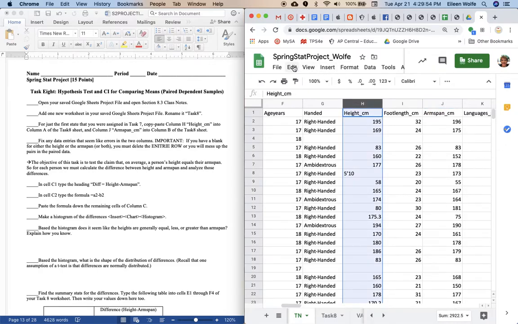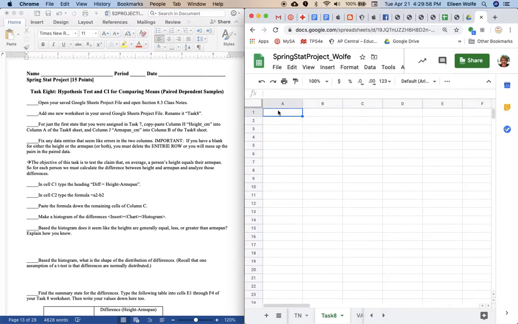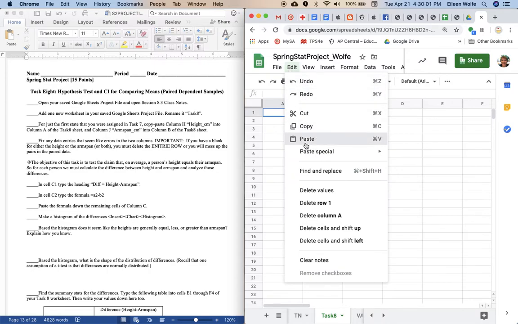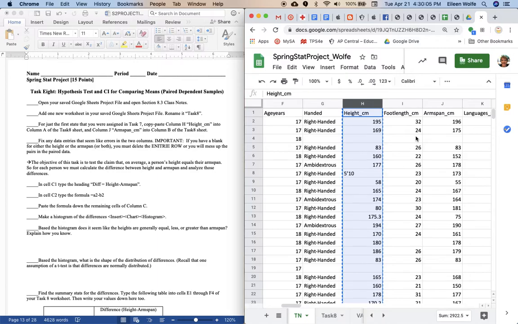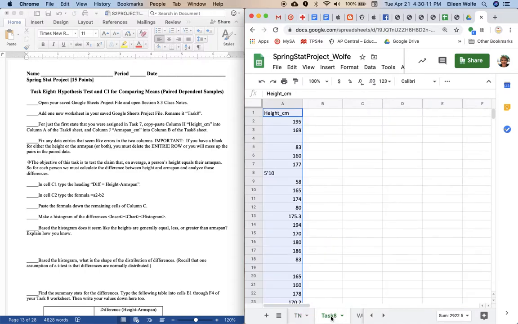I'm going to do a copy. And I'm going to go into the task 8 sheet and paste. All right, now I'm going to go back to Tennessee and I'm going to go to column J and get arm span with a copy paste. So I've got A and B filled out with height and arm span.